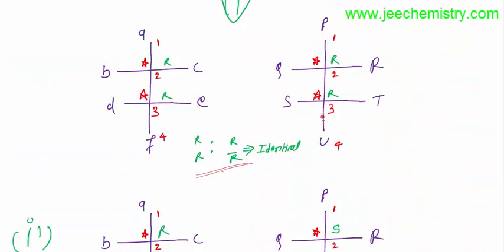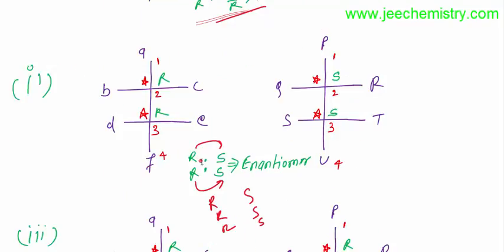Now we learn the examples. The same will be there. If R is there, this is identical. This is the first case. Now the second case, if there are completely opposite configurations, R and S, R and S, maybe the left side R and S, and the right side S and R. This is opposite, this is opposite. This is also enantiomer.